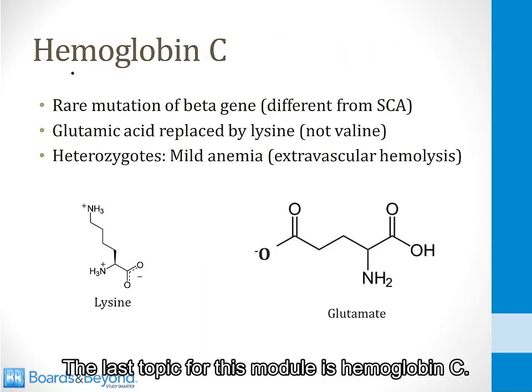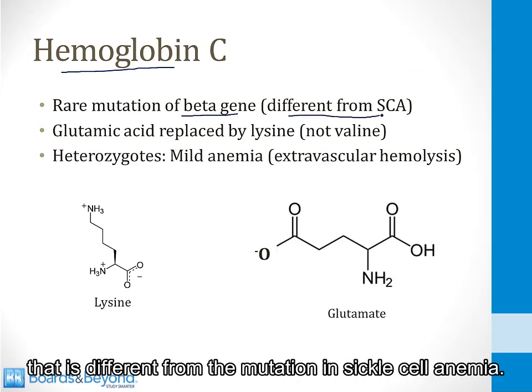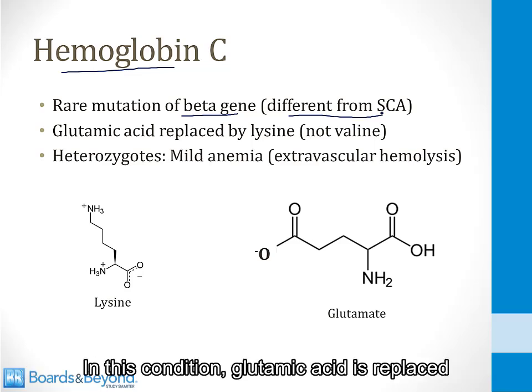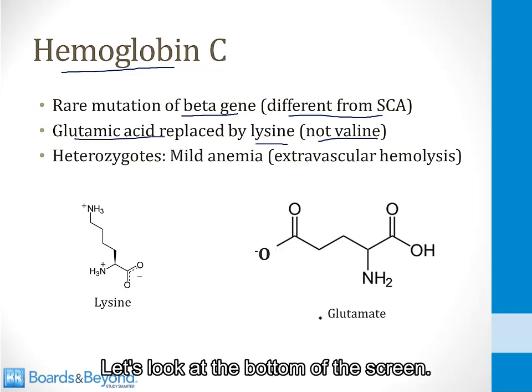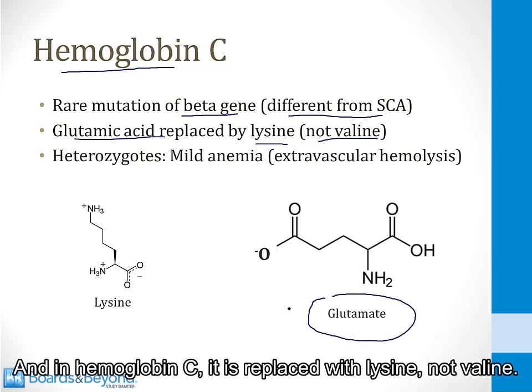The last topic for this module is hemoglobin C. This is a rare mutation of the beta gene that is different from the mutation in sickle cell anemia. In this condition, glutamic acid is replaced by lysine, not valine. Let's look at the bottom of the screen. This is the structure of glutamate or glutamic acid, and in hemoglobin C, it is replaced with lysine, not valine.